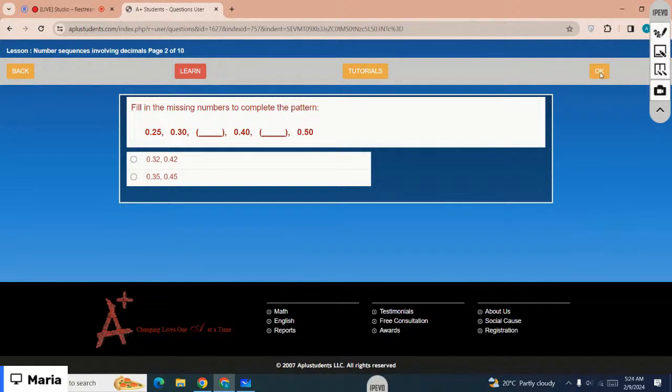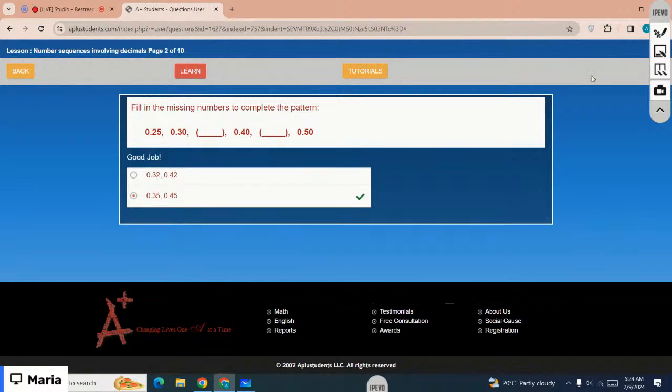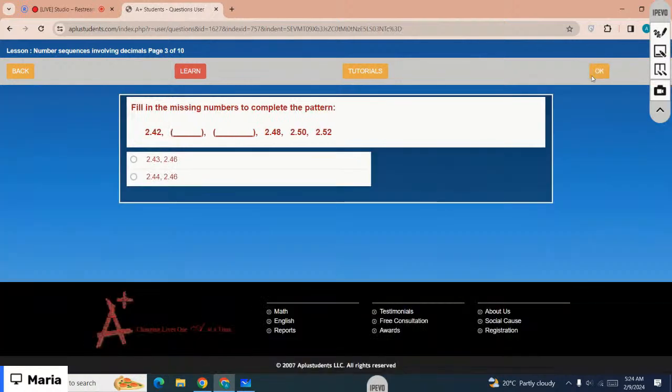The pattern is growing by 0.05, right? Yes, that is 0.35 and 0.45 are the missing ones. Got it? Very good. Okay, fill in the missing numbers to complete the pattern. So, which is the correct option?